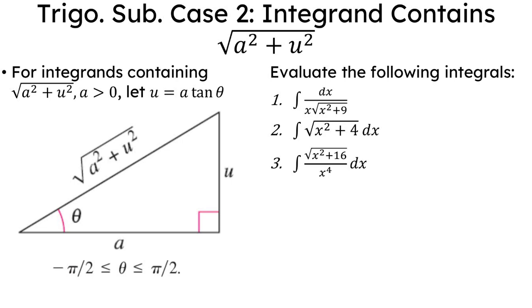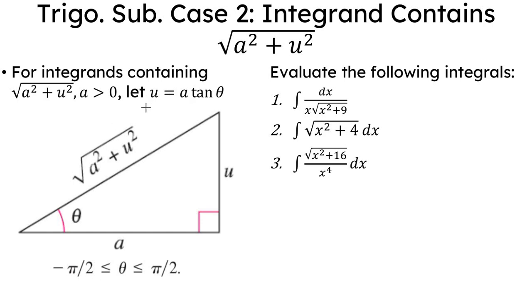In this video, we'll be talking about case 2 of trigonometric substitution. So we now have here the integrand. For case 2, the integrand contains the square root of a squared plus u squared. Although a squared plus u squared is what's given here, most of the time it will be u squared plus a squared, since we are used to having x squared written first. So with that, as a is greater than 0, we let u be equal to a tangent theta.